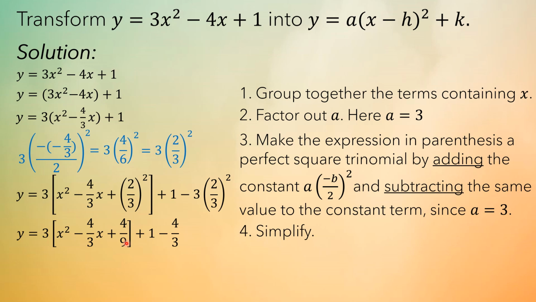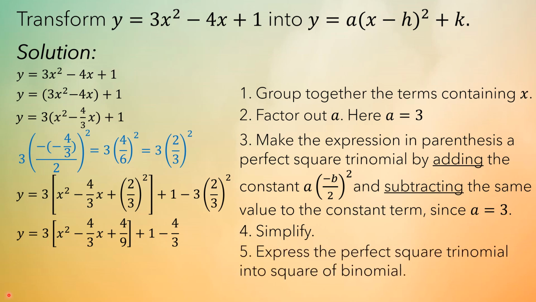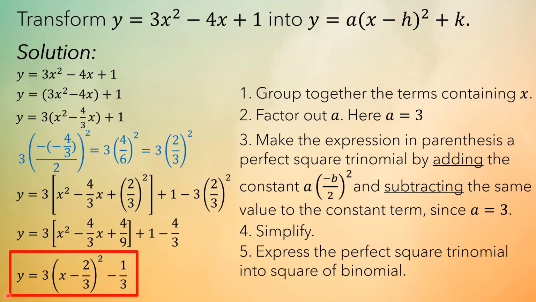So, 4 over 9 times 3 is 4 over 3. And then, kinopya lang natin yung subtraction. Last is to express the perfect square trinomial into square of binomial. So, ang gagawin lang natin ay i-square lang natin yung 4 and 9. So, magiging, the final answer is y equals 3 times x minus 2 thirds quantity squared minus 1 third.